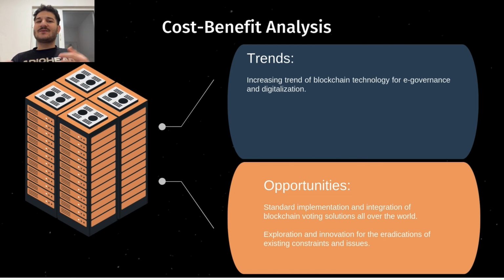So, continuing with cost benefit analysis, let's quickly go over the trends and the opportunities. Starting from trends, the first and I think the most important one, in terms of security and decentralization, is the increasing trend of blockchain technology for e-governance and digitalization. Other than that, we have the use of electronic and blockchain voting systems in the growing democracies. In addition, integration with artificial intelligence to improve the identification and prevention of fraudulent cases is also a common trend.